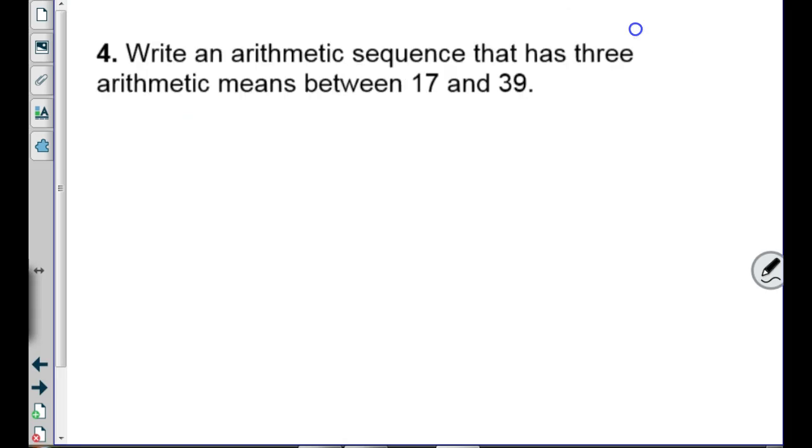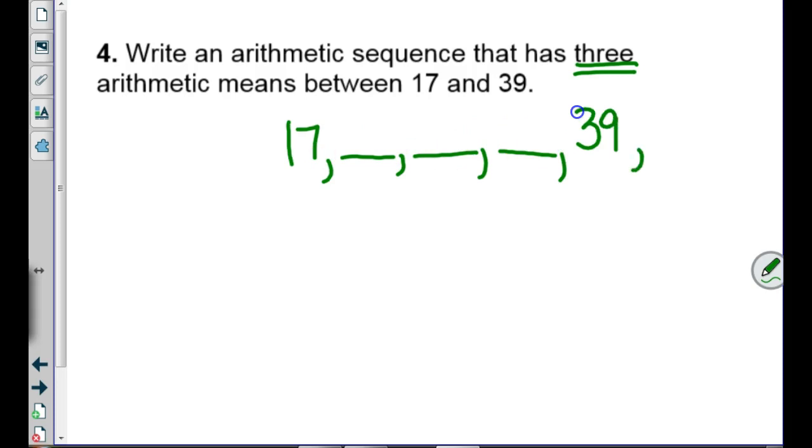All right. Finally, an arithmetic mean question. Write an arithmetic sequence that has 3 means between 17 and 39. So what does that mean? What are we going to do? Yes, and there's 3 of them. They won't always say 3. They could say 2 or 1 or 5. So there's 3 terms missing in between there. Our goal is to find those so we can write the whole sequence.